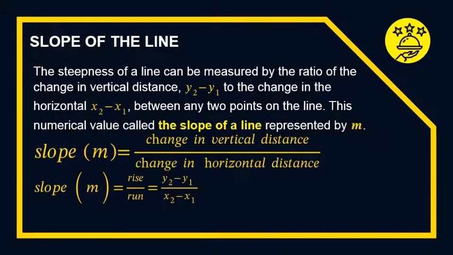Slope of the line. The steepness of the line can be measured by the ratio of the change in vertical distance, y sub 2 minus y sub 1, to the change in horizontal distance, x sub 2 minus x sub 1, between any two points on the line. The numerical value is called the slope of the line, represented by m. So m is equal to the change in vertical distance over the change in horizontal distance. That means slope is equal to rise over run, or y sub 2 minus y sub 1 over x sub 2 minus x sub 1.